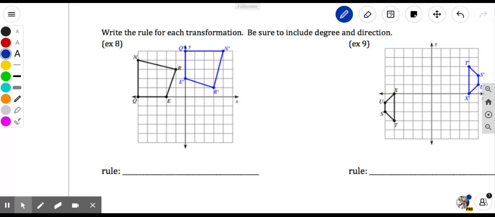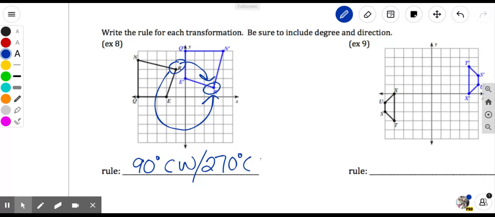But I like to just count how many quadrants each point moved. So R and R prime, notice it just went 1 quadrant, and same with the others, and it went 1 to the right. So we could say this is a 90-degree clockwise rotation, which remember is the same as saying this way, which would be 270 counterclockwise. So either one of those would be correct.